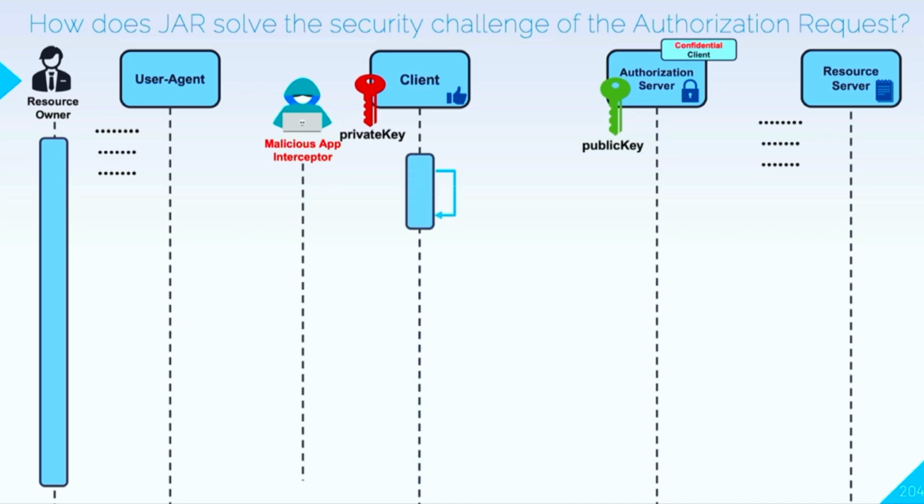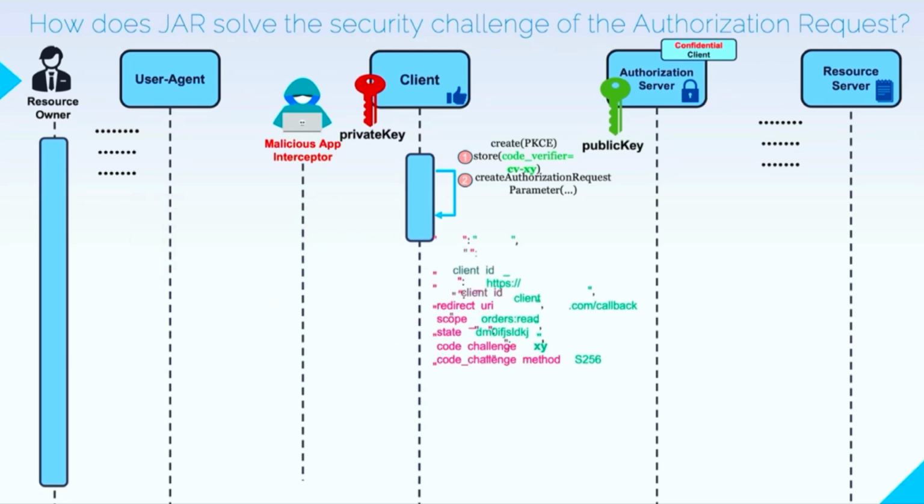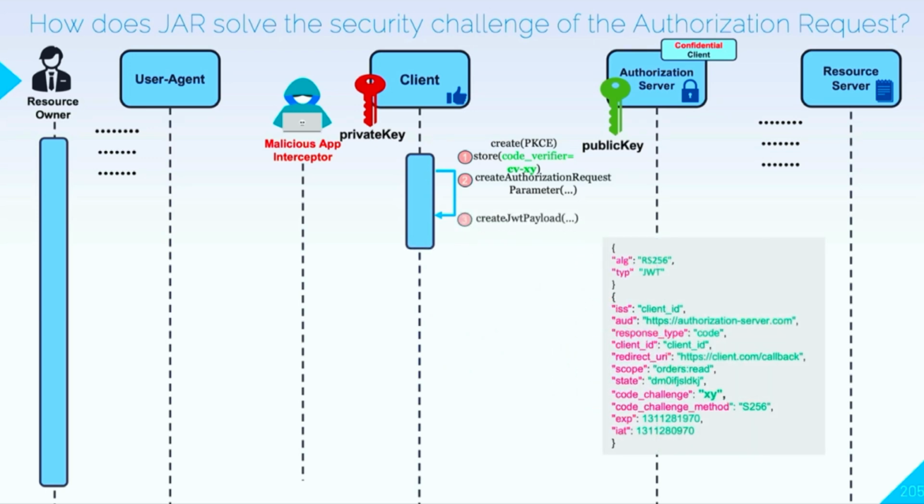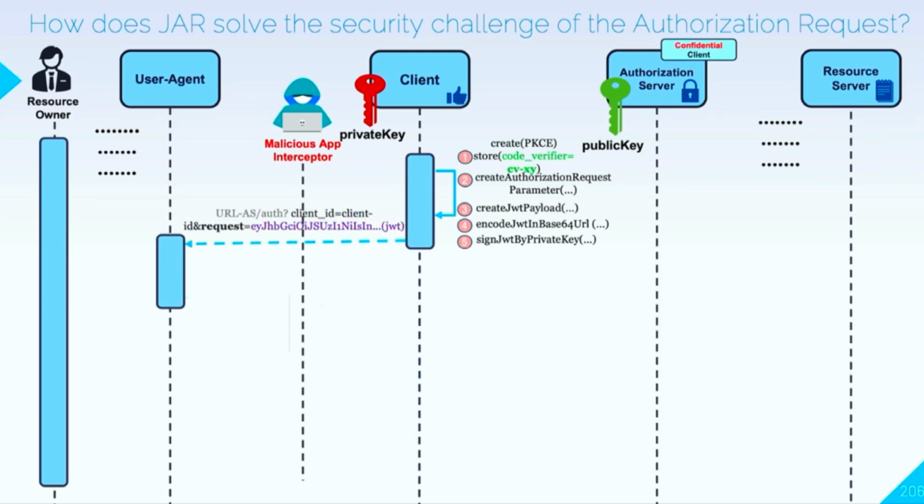The client begins by performing the 5 steps of the JAR flow. It first generates a PKCE with a code verifier of CVXY and creates the authorization request parameters such as the redirect URI, scope, and code challenge. In this case, the code challenge is equal to XY. Next, the client includes all these parameters in the JWT payload, then encodes and signs the JWT using its private key. After this, the client sends the JWT to the authorization server by redirecting the resource owner via the user agent.